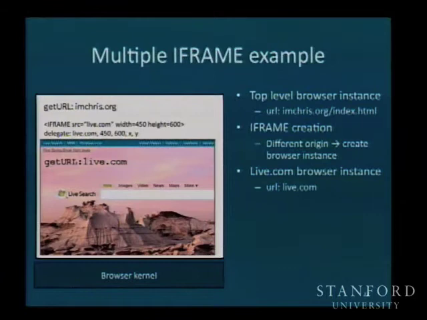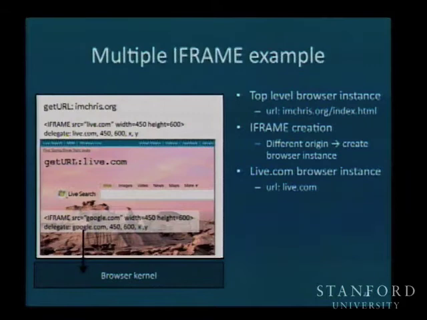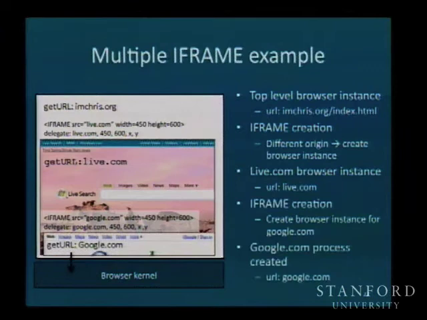We do that for live.com. This is an unrealistic example, but maybe they also have an iframe pointing to Google. Probably not likely, but you can have further delegation. The top-level landlord delegates to live.com. Live.com is now the landlord for its area and can further delegate down. So you can basically have recursive delegation, and the browser kernel handles putting it all together in the end. The delegation is enough information for the browser kernel to reassemble what the page should look like after all of these steps.